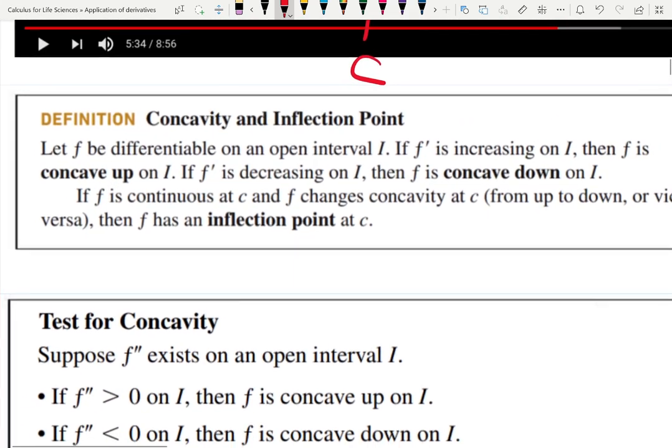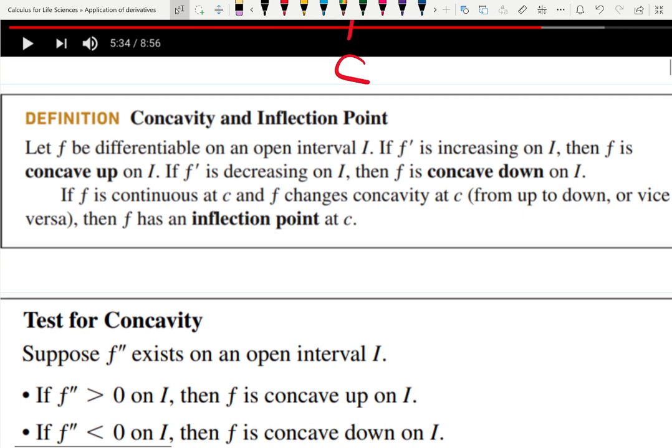And here's the definition, concavity, inflection point. So inflection point, this is for you to write down. We also call it POI. I like calling it POI, point of inflection. If f is differentiable, who knows what it means to be differentiable? Yes, to be possible to be differentiated. Or it means it has a derivative on the open interval, in this case, I.